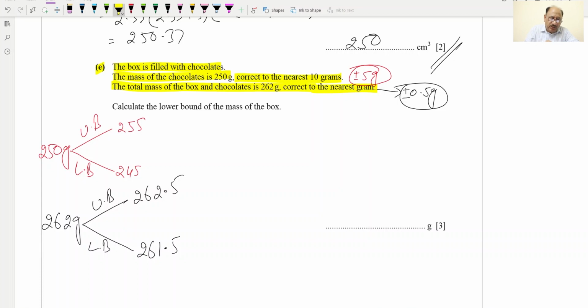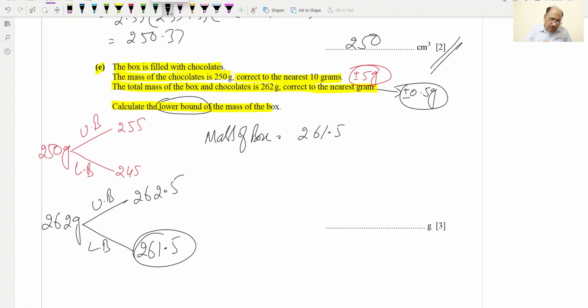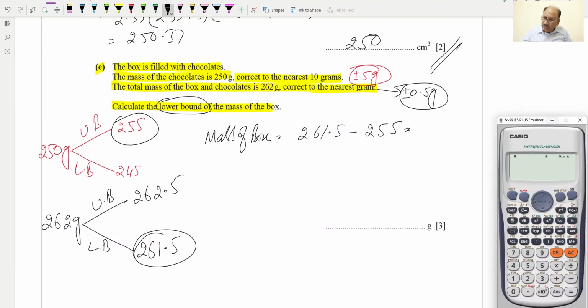They are saying calculate the lower bound of the mass of the box. So mass of the box will be what? Total mass minus chocolate mass. So we can write mass of box, and this will be equal to, how will we calculate? They are saying lower bound of the mass, so we will take the lower bound of total mass, 261.5, and we will be subtracting the upper bound of the chocolate mass, so that we get the minimum answer.